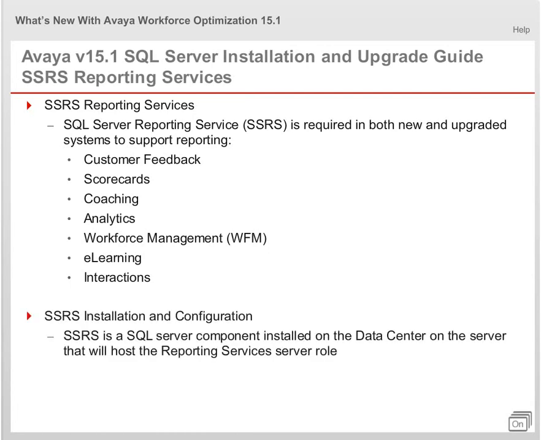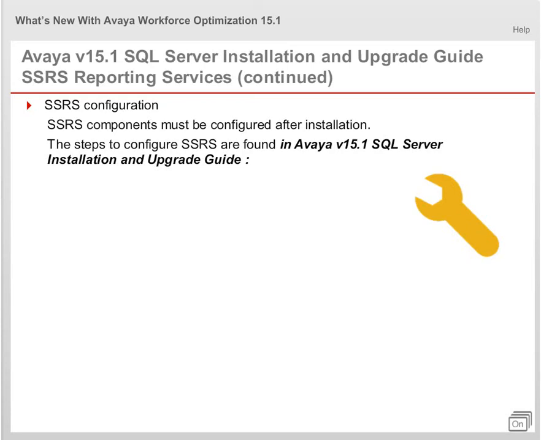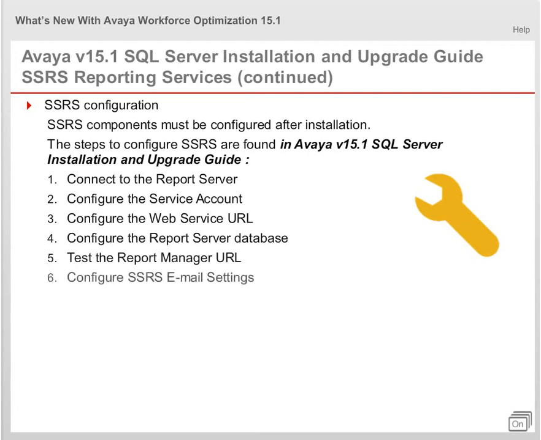SSRS is an SQL Server component installed on the data center, on the server that will host the reporting services server role. In the case of a remote SQL, install SSRS on the database management server. In order to configure SSRS on the SQL server, the installer must connect to the report server, configure the service account, configure the web service URL, configure the report server database, test the report manager URL, and configure SSRS email settings.